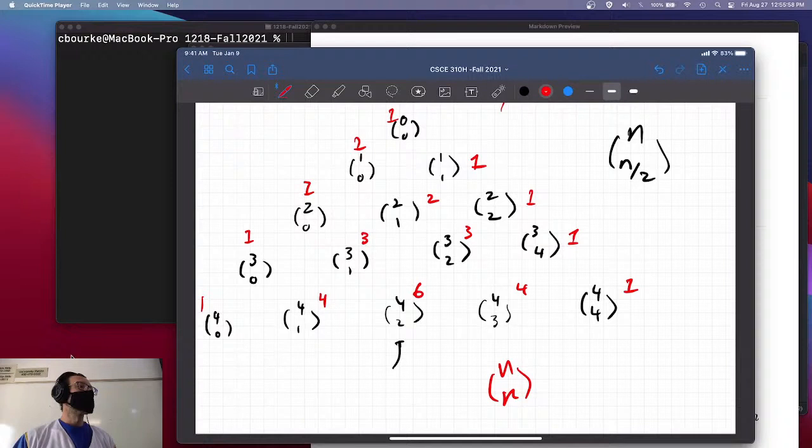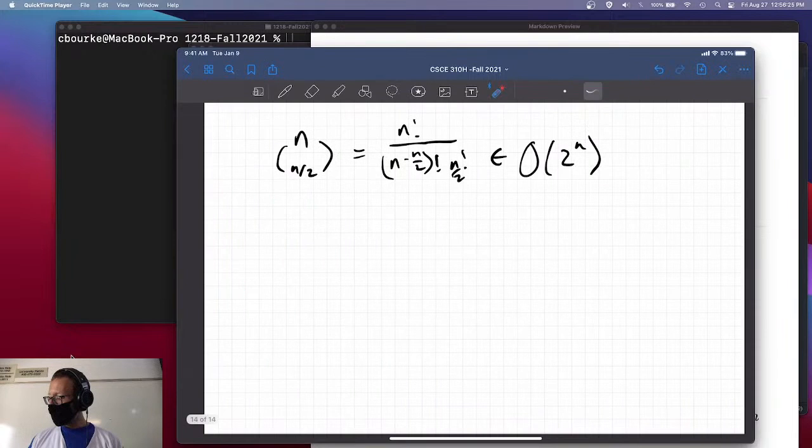So if you were to select nothing from a set of size 4, there's only one way of doing that. You don't select anything. That's the empty set. If you select everything from a set of size 4, there's only one way of doing that. Choose everything. That's why it's 1. Okay. So how do we go about doing this?